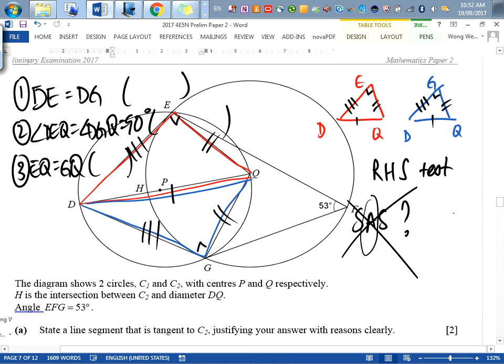Now, if we consider this, can we use SAS? Yes. For these three sets of evidence, we have S, A in between, and S. So if you had written down these three, you can use SAS. If you had written down only the hypotenuse and the radius and the right angle, you cannot use SAS. Understand the logic?